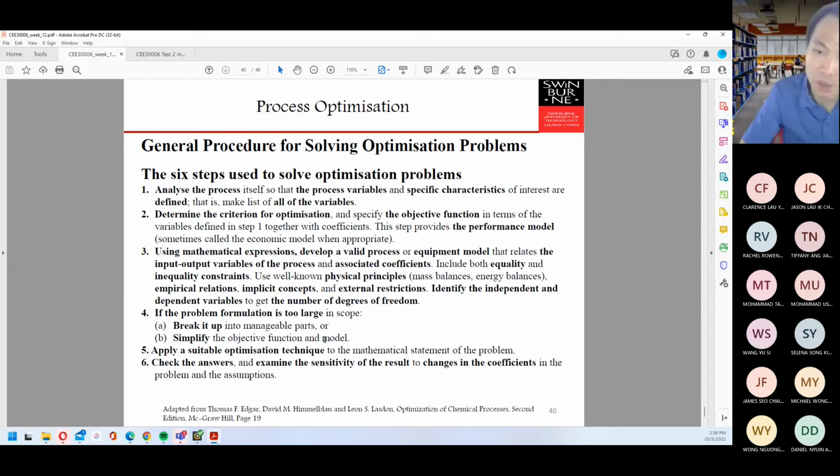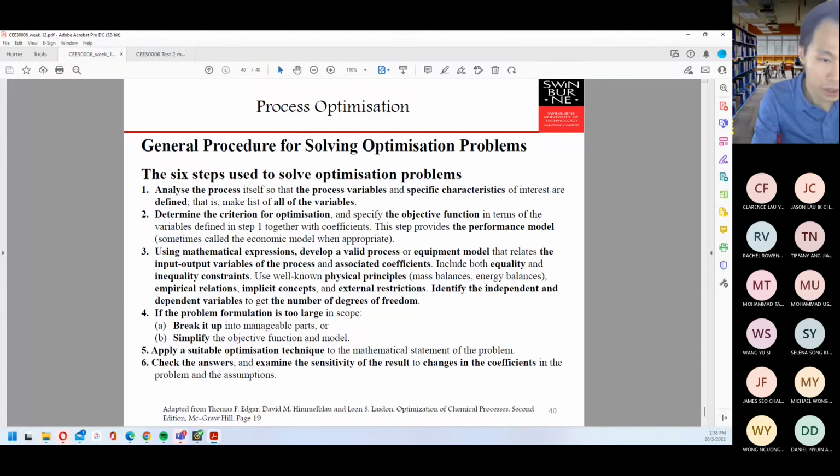Then apply a suitable optimization technique to the mathematical statement of the problem. Check the answers and examine the sensitivity of the result to changes in the coefficients and the assumptions. So that will be all for my process optimization part of the lecture.